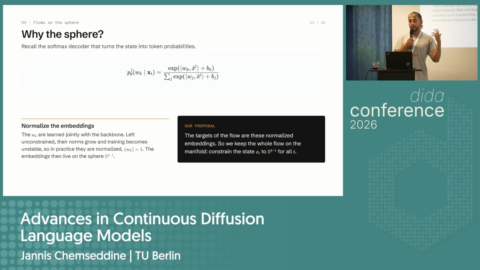So what people do in practice is they normalize the WKs. They have to. And then this means the embeddings already live on the sphere. And now what we're saying is, okay, I want my flow to stay on the sphere. I know my targets are on the sphere. I keep my entire flow on the sphere. There are some other reasons, but this is the key motivation.